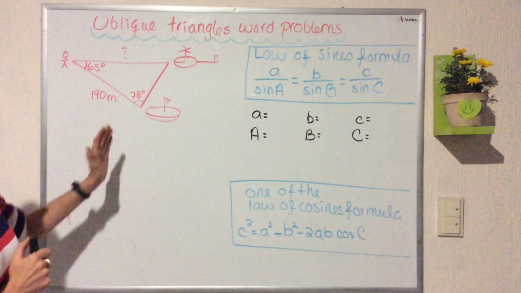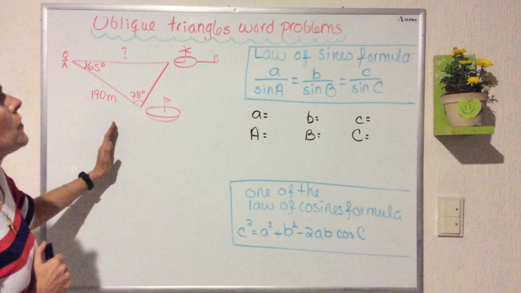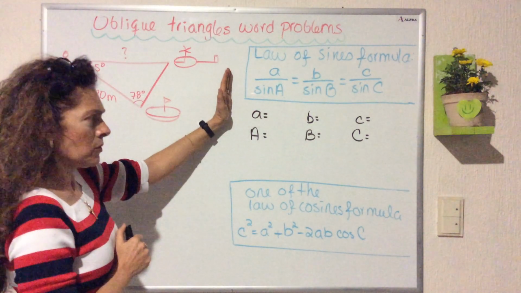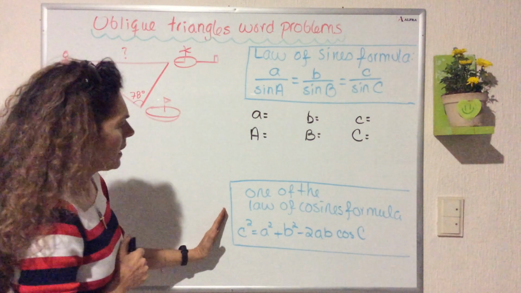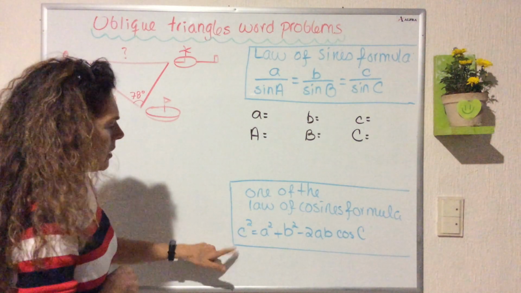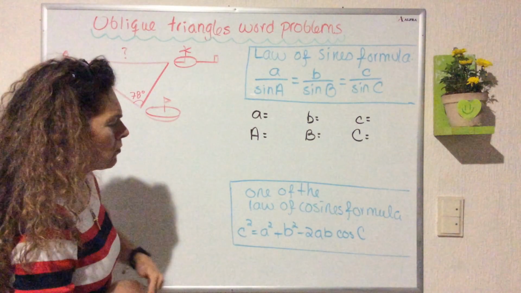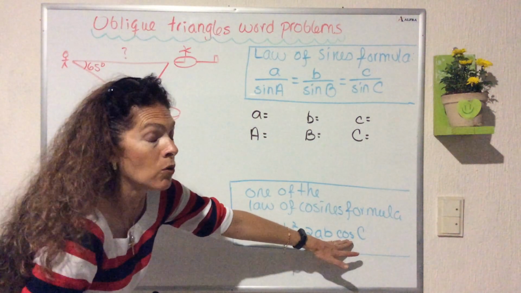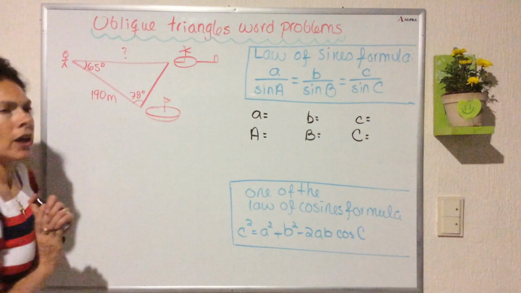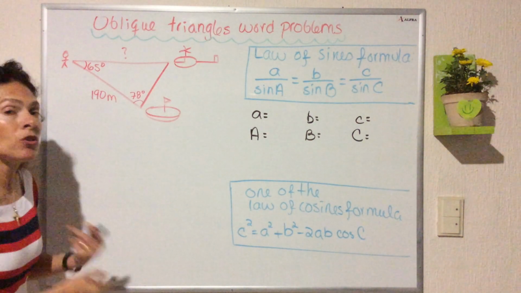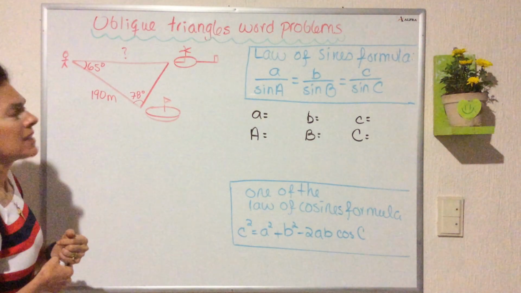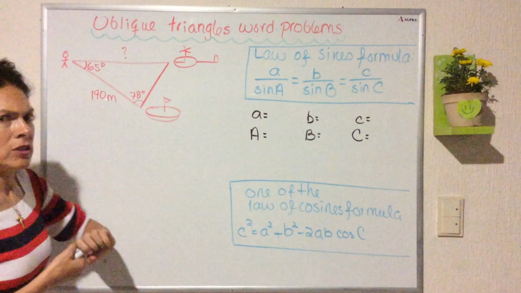But this is not a right triangle. So how are you going to solve it? Well, first of all, I'm showing you here the law of sines, and one of the formulas for the law of cosines: c squared equals a squared plus b squared minus 2ab times cosine of C. First, you have to name the angles, as I taught you in the previous video, and you have to name the sides also. Remember? Okay, so pay attention.